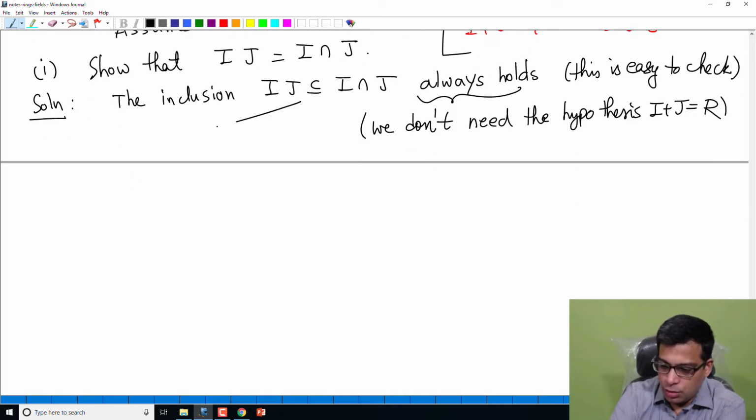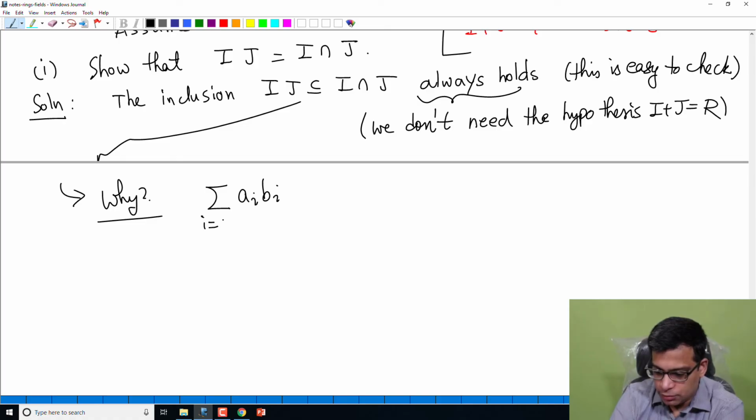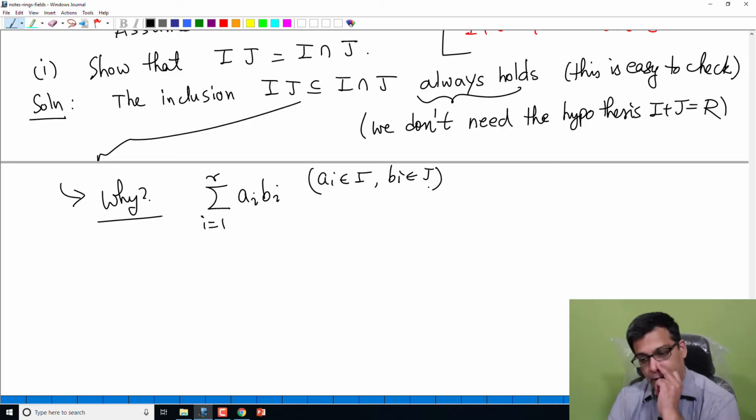Why is this? I will show you quickly why this is. Take an element of IJ. What is an element of IJ? An arbitrary element is of this form, the sum of Ai Bi, where Ai is in I, Bi is in J. So take an arbitrary element.